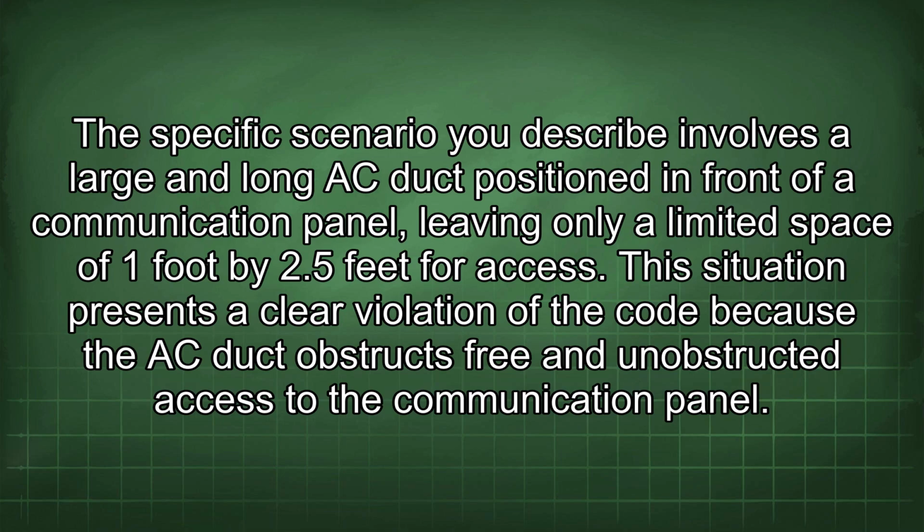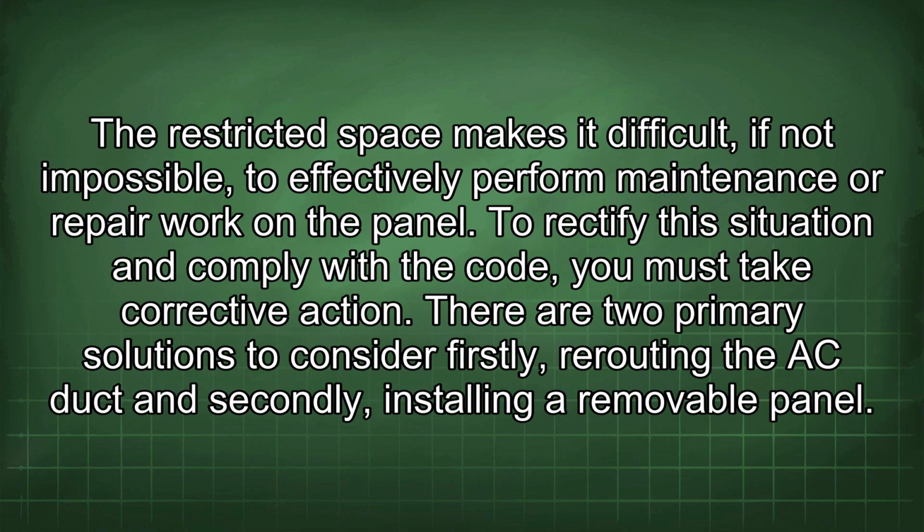The specific scenario you describe involves a large and long AC duct positioned in front of a communication panel, leaving only a limited space of 1 foot by 2.5 feet for access. This situation presents a clear violation of the code because the AC duct obstructs free and unobstructed access to the communication panel. The restricted space makes it difficult, if not impossible, to effectively perform maintenance or repair work on the panel. To rectify this situation and comply with the code, you must take corrective action.